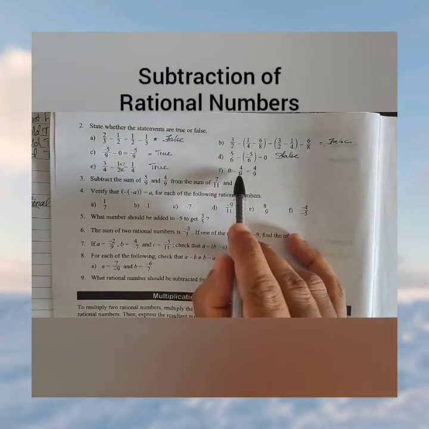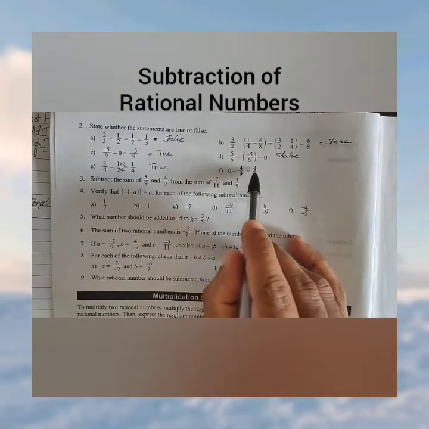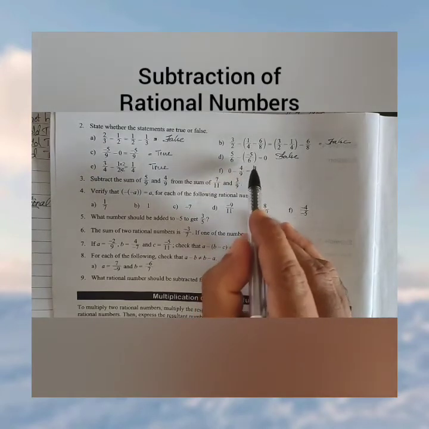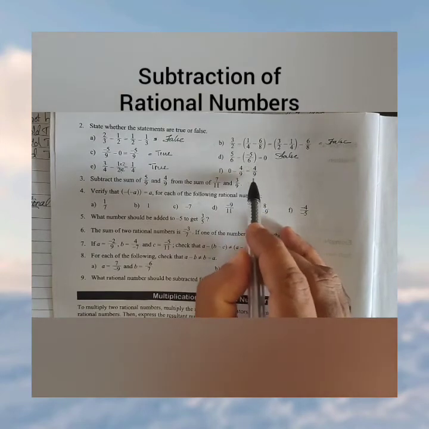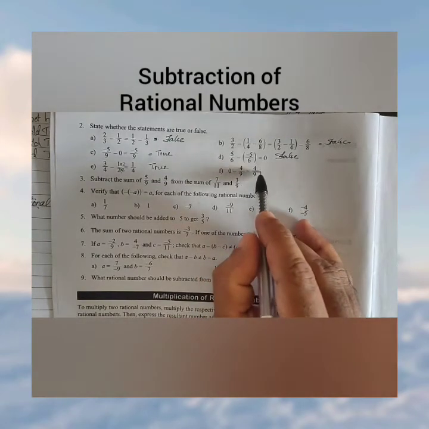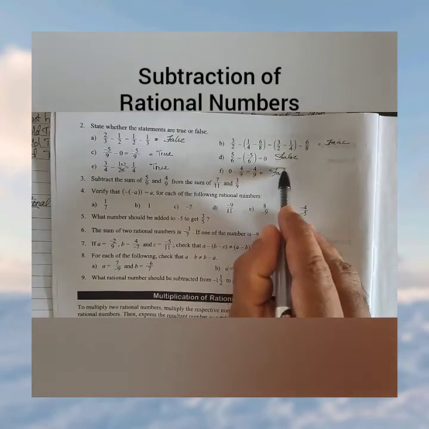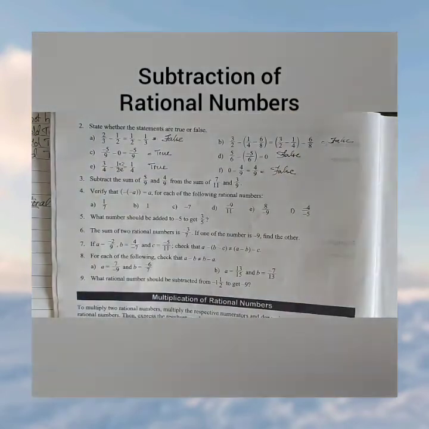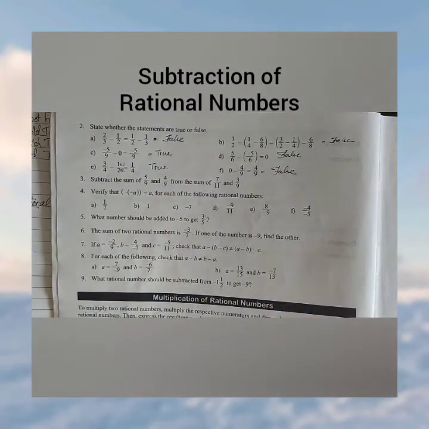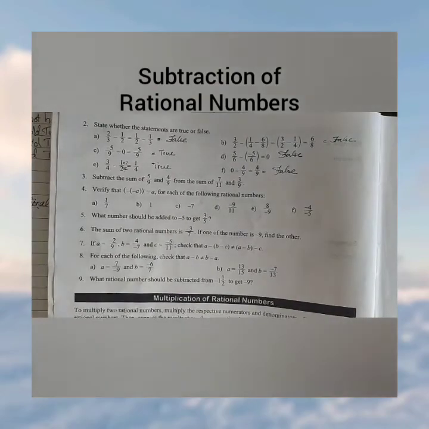And from 0, one number is subtracted. Then here the same number, but it is wrong because it will be negative. Then only negative 4 upon 9, then only it will be true. Otherwise it is false. So this also is false. So these are the answers of this question that you do yourselves. And I am going to solve the third question.